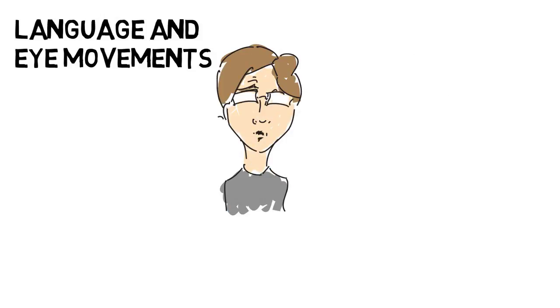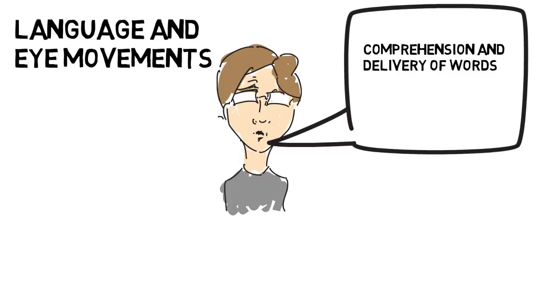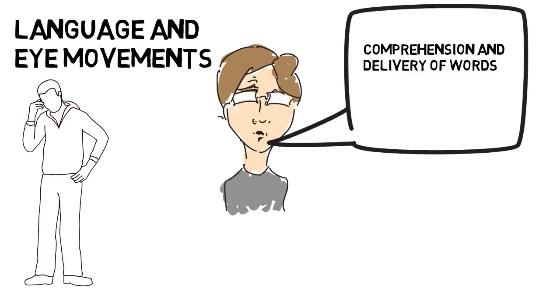Now the third and fourth characteristics affected by dyspraxia are language and eye movements. With regards to language, it can affect comprehension and delivery of words. So Tom understands economics, but he struggles to articulate it, and this is because his issues with language are associated with his dyspraxia.